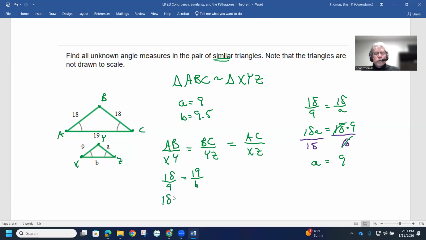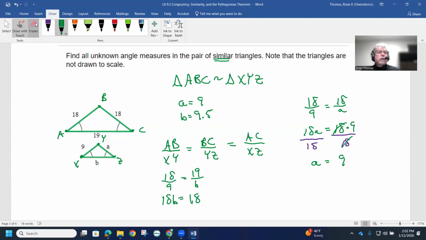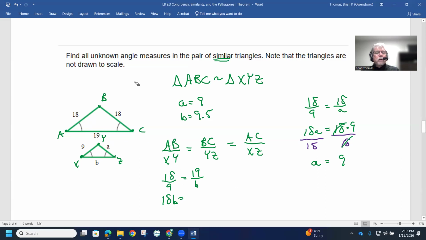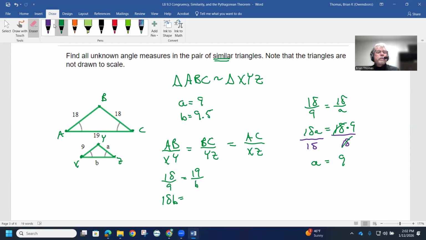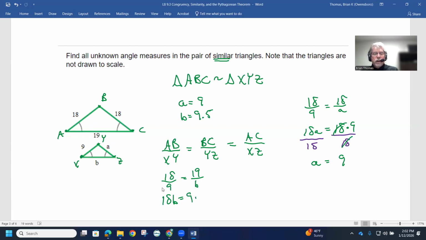So 18 times B would equal... I'm sorry, let me try that again. Oh, hang on here. Got to cross multiply. So if I cross multiply, 18 times B should equal 9 times... I'm sorry, 9 times 19. Cross multiply. So 9 times 19 should equal 18 times B.